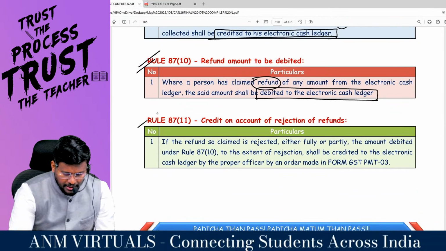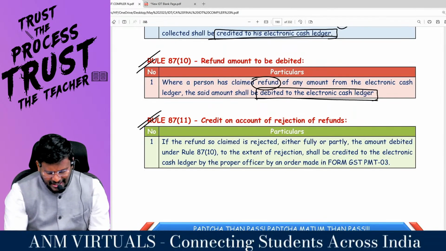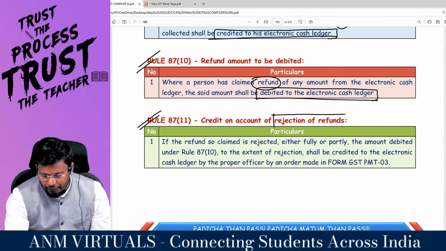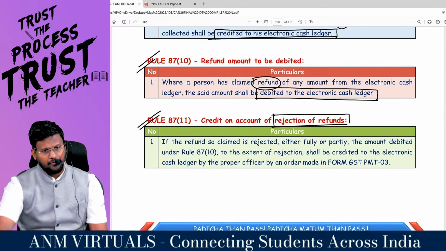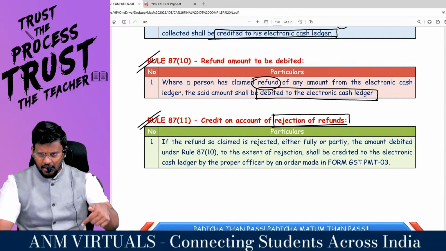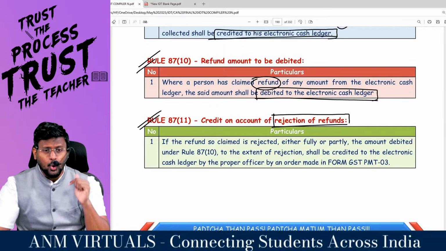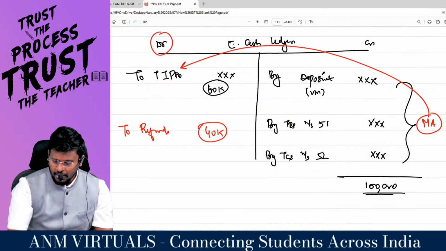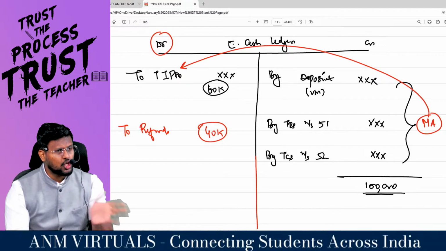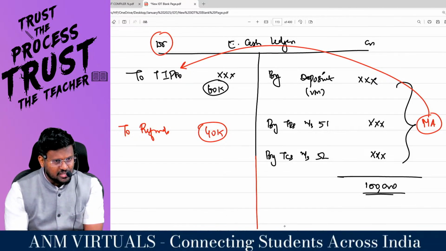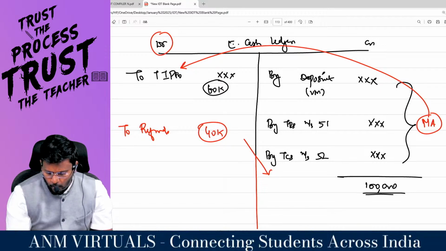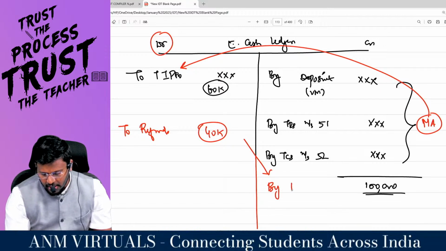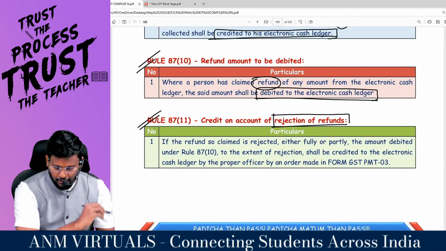Comfortable? Rule number 87 sub rule 11. Credit on account of what? Rejection of refund. Sir, first, since you are going to get the refund, that amount has been debited. But, sir, refund has been rejected. Refund has not been processed. So, that has to be reversed. In order to reverse this debit, what you have to do? Credit it by rejection of refund.